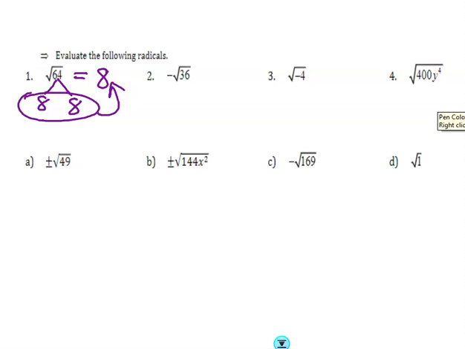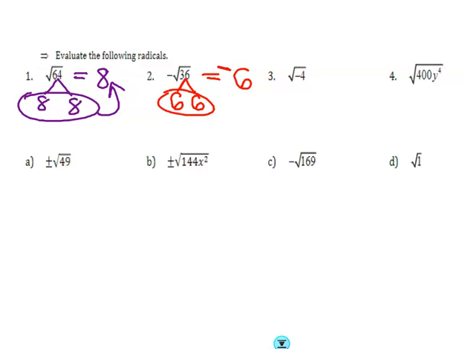You can't go on a date unless there's 2 of you, right? So the same with this one, 36. Well, how do I split that up? Well, 6 and 6, I have a pair, so then it can come out. There's a negative on the outside, so I put the negative in front, okay?